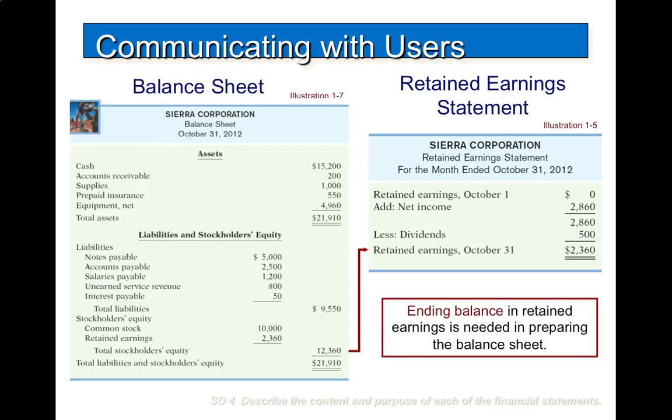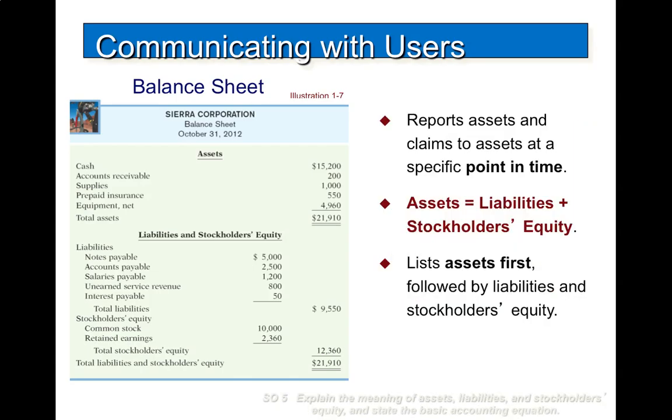The next statement is the balance sheet. We need the retained earnings statement when figuring out the balance sheet to make sure our assets equal liabilities plus owner's equity. The balance sheet reports assets and claims to assets at a specific point in time. As you can see, there's a specific date there.